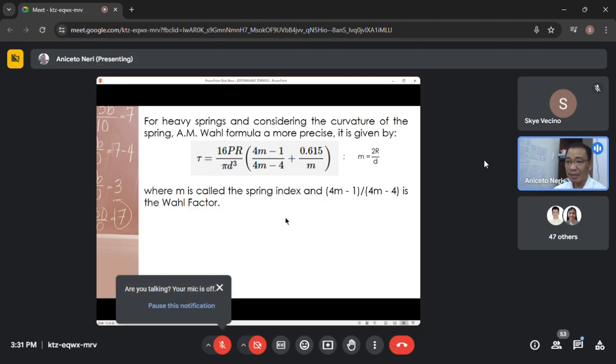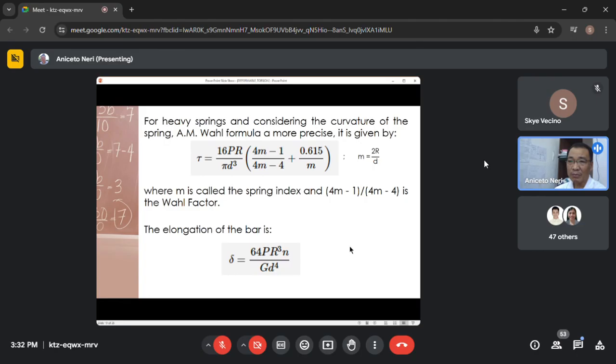And last ani is ang elongation. I will give you the final formula. 64PR cubed n over G d raised to 4. Given tanan except P. R given, number of turns, modulus of rigidity, diameter sa wire, given na tanan. P ra lang ang ano, dali.